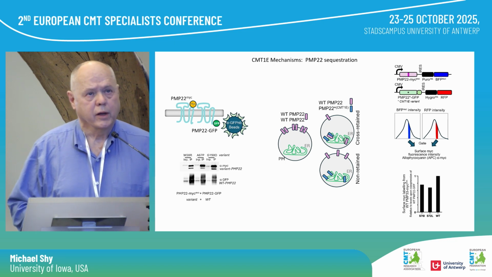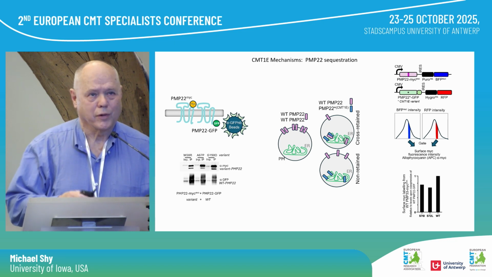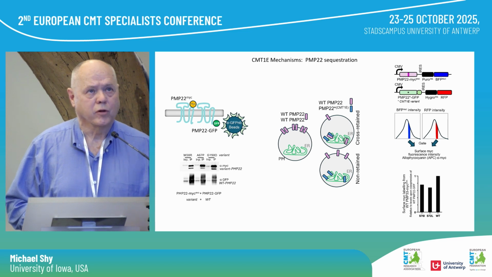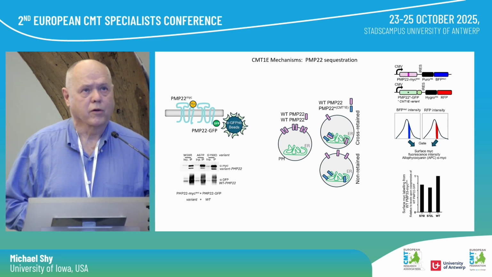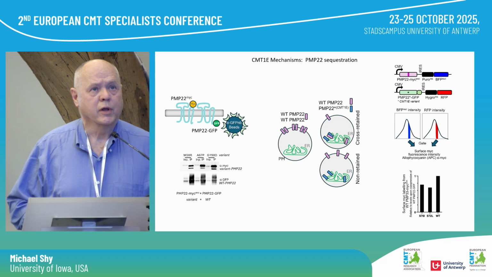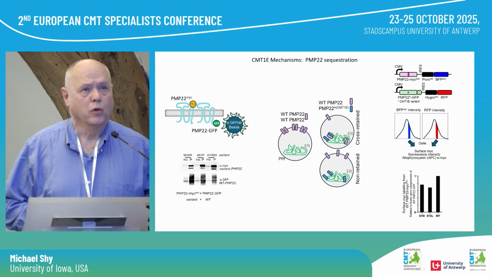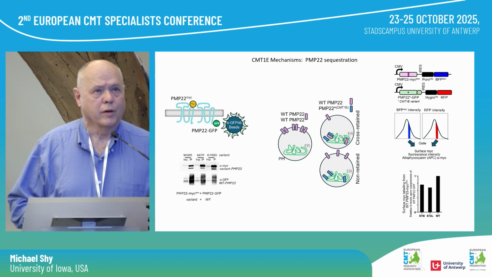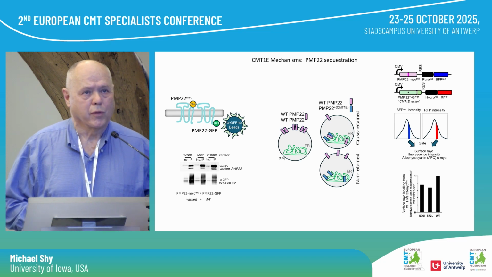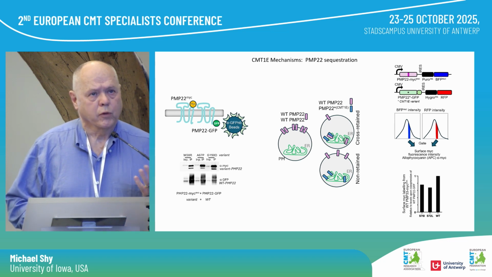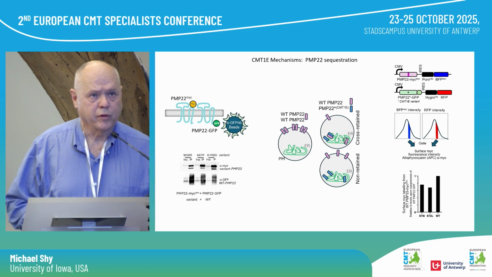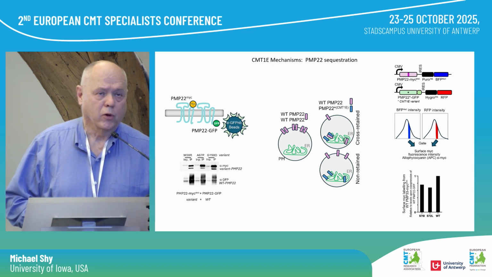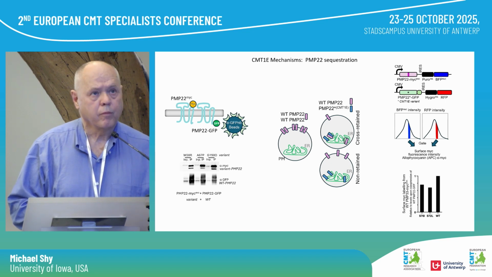And on the right, it's hard without a pointer, but we have dual-labeled constructs, the wild type with the blue and the mutant with the red. And when you do fluorescent tagging of the cell surface, you can see that actually the wild type is being held down by the mutant.